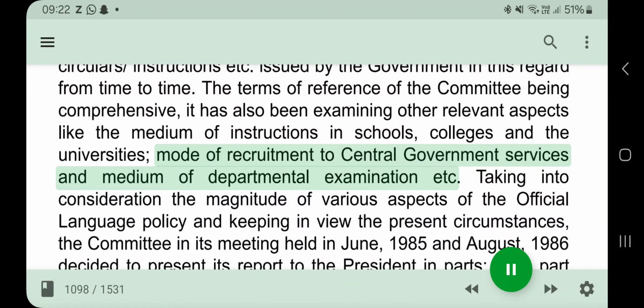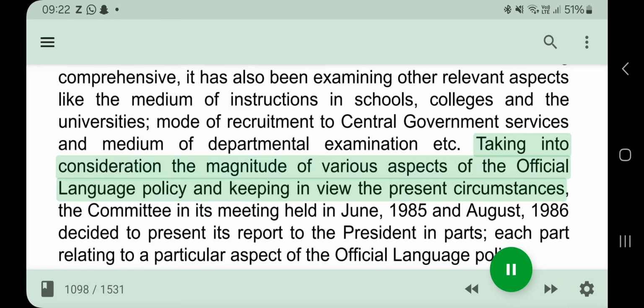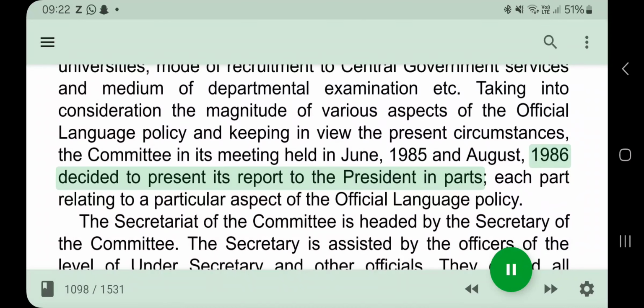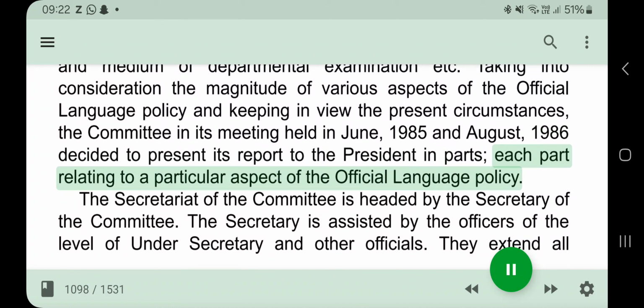etc. Taking into consideration the magnitude of various aspects of the official language policy and keeping in view the present circumstances, the committee in its meeting held in June 1985 and August 1986 decided to present its report to the President in parts, each part relating to a particular aspect of the official language policy.